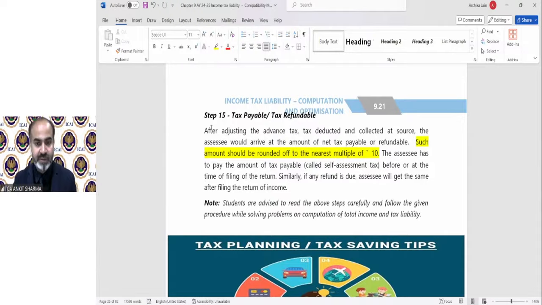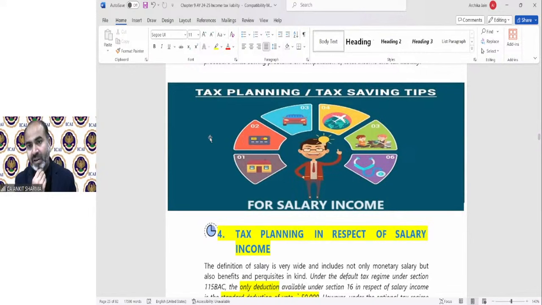Now the last topic of this chapter is tax planning or tax saving tips, that is for salary income. This is a new topic which has been inserted from this year only, and for the understanding of this topic, it is very important that you should know the basic provisions of the salary head. Under the salary head, we have discussed that there are multiple allowances, multiple perquisites, and basic salary, gratuity, pension, provident fund, etc. Now, this topic does not have anything new.